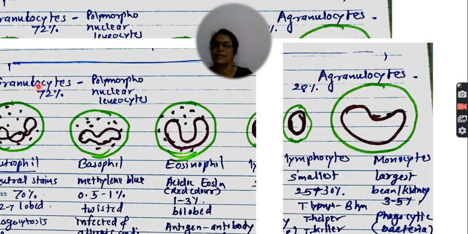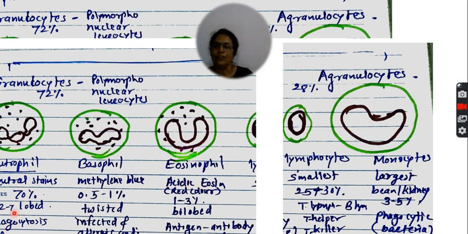WBCs, white blood cells: the granulocytes and the agranulocytes, these are the two types. Granulocytes means the granules are present, agranulocytes means the granules are absent. There are three types of granulocytes: the neutrophils, basophils, eosinophils. Neutrophils stain with neutral stains. Basophils stain with basic stains, and eosinophils stain with acidic stains.